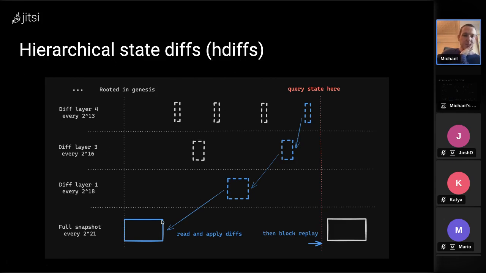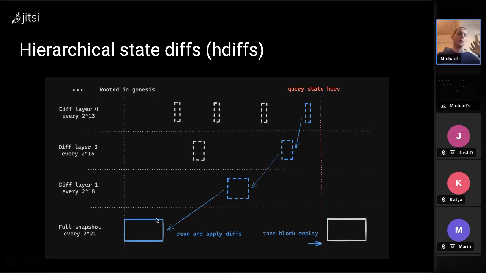Similar to the idea of storing a beacon state and then doing block replay to get to a different state, we thought, what if we store a snapshot very, very, very infrequently? So every 2 to the 21 slots, that's about once per year. So if you have a snapshot that's once per year, and then you have a diff from that snapshot to each month of the year, say, so you have a January, February, March, April, May diff, then you can just jump to any month by applying that diff on top of the yearly snapshot.